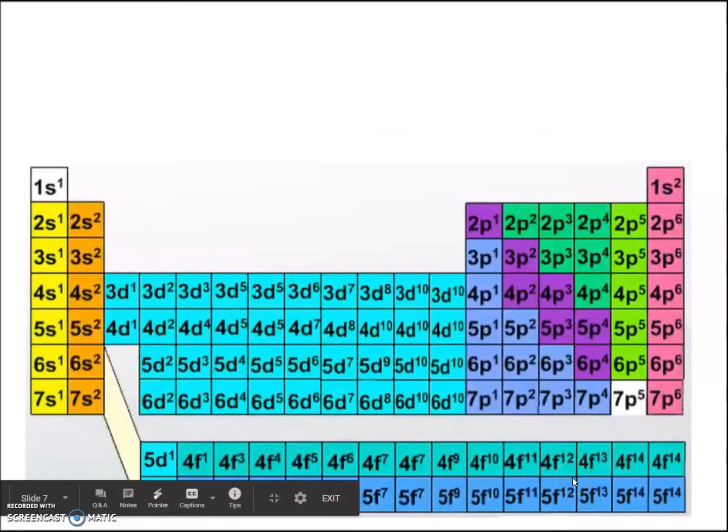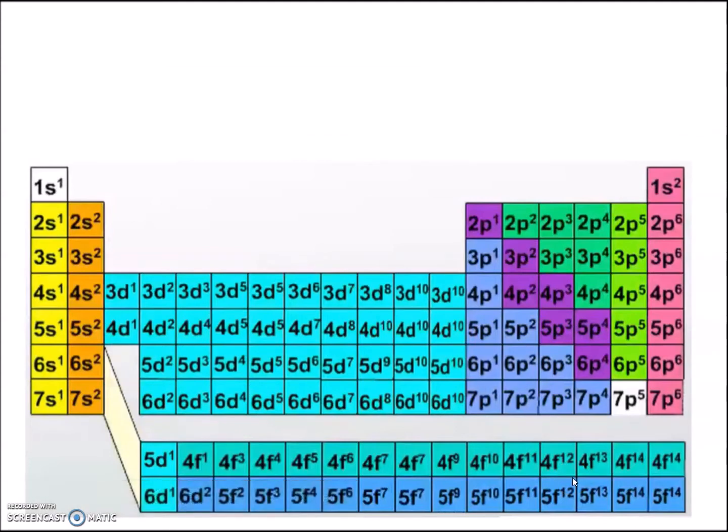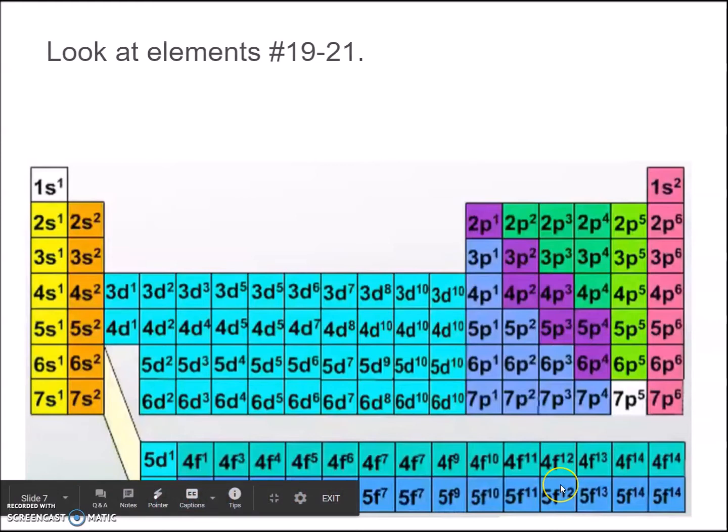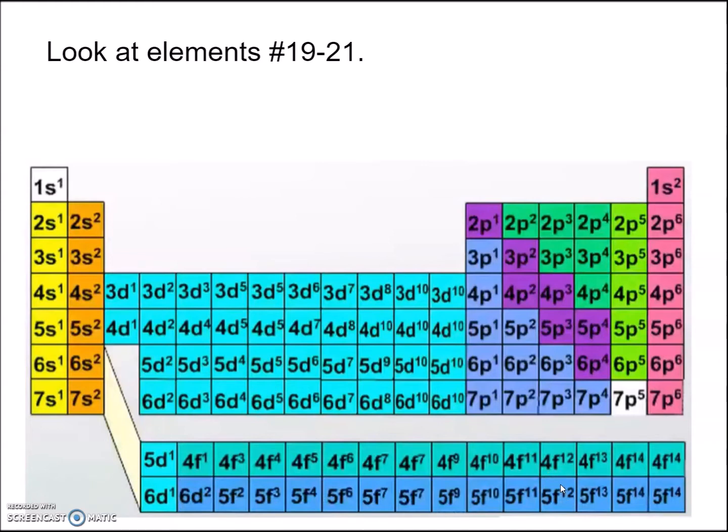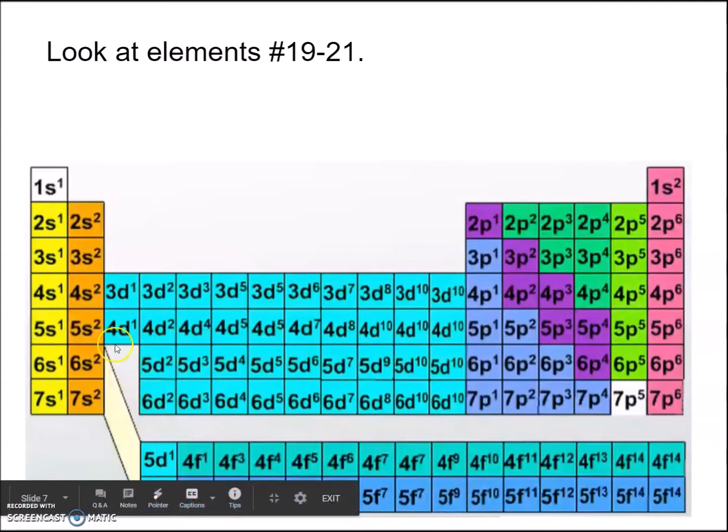Okay, let's go back to the periodic table. I just want to point out one more thing. Yesterday's assignment asked you to draw or write out electron configurations for elements 1 through 18. Now take a look at elements 19, 20, and 21. That would be right here.